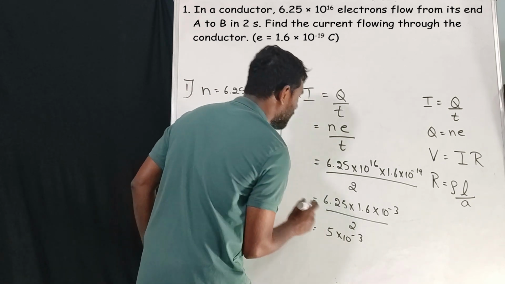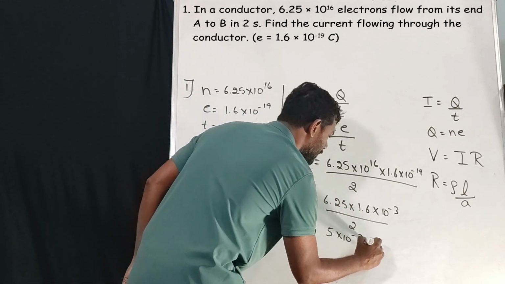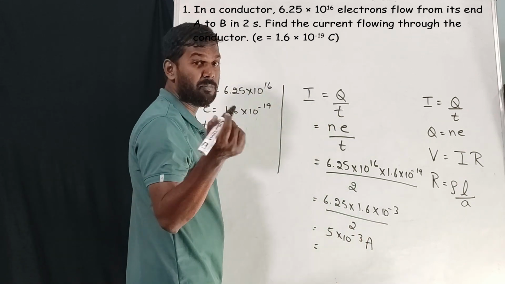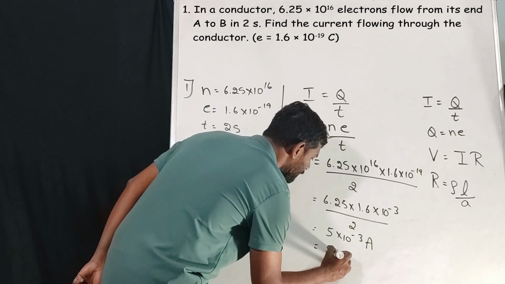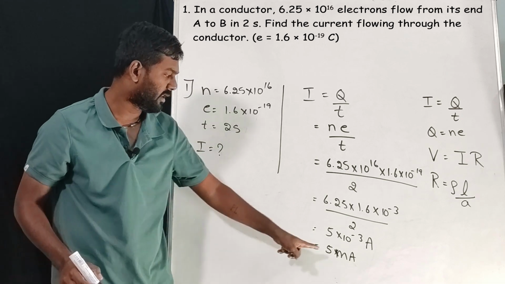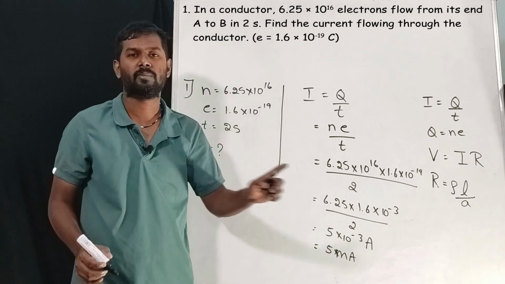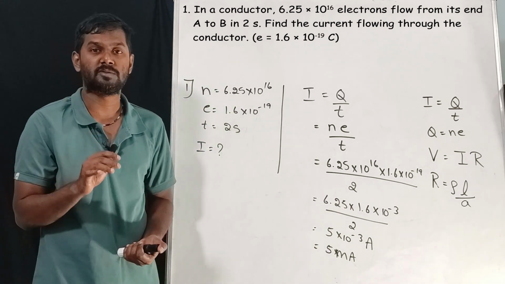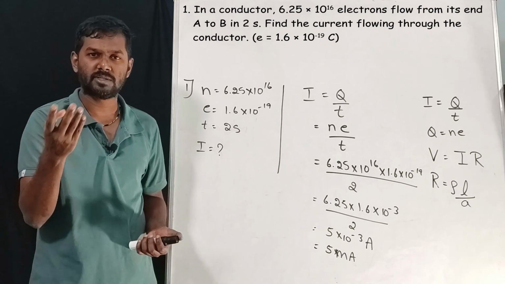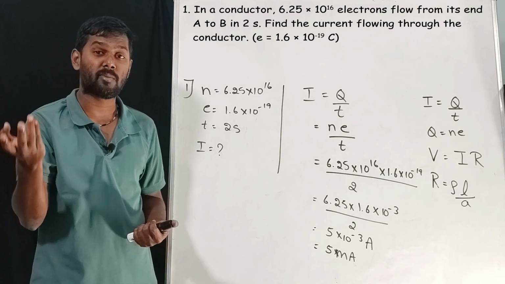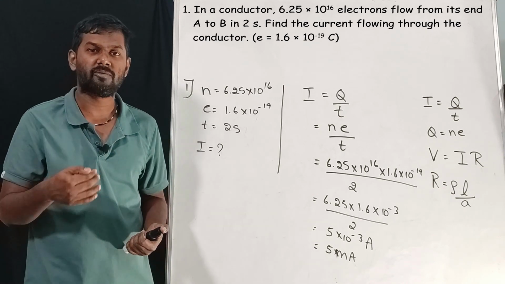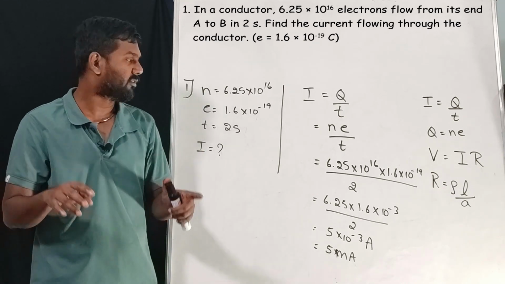And what are we finding? Current. What is the unit? Ampere. What do you mean by 10 power minus 3? 10 power minus 3 is nothing but milli. So 5 milliamperes. You should know some prefixes, positive and negative, like 10 power minus 3, 10 power 6, 10 power minus 6, 10 power minus 9, 10 power plus 9, 10 power 3. All those prefix values you should know. Then it will be very easy.